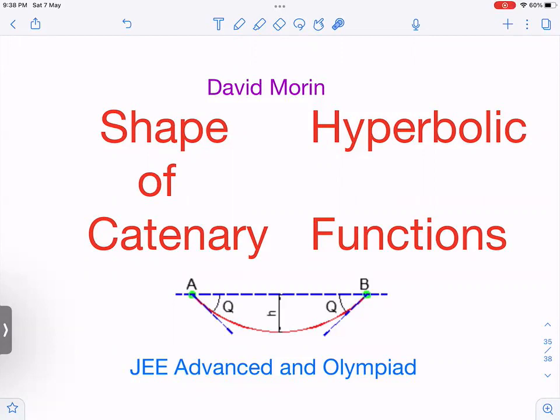So in this video, we are going to discuss what is the shape of a catenary. Catenary, it is basically a heavy rope. And this question is inspired from two questions of the book by David Morin.